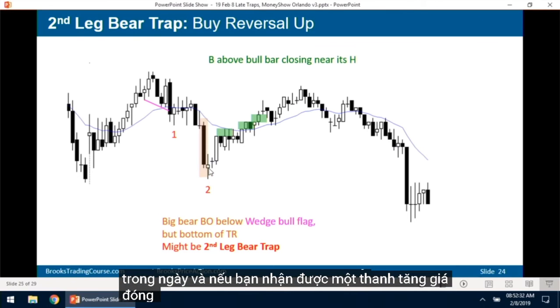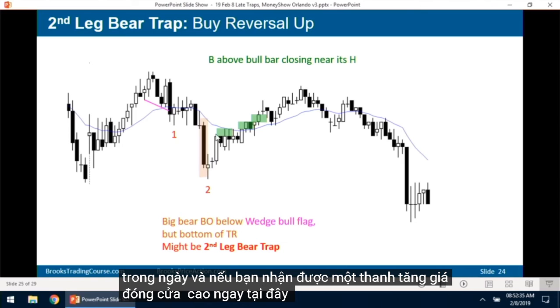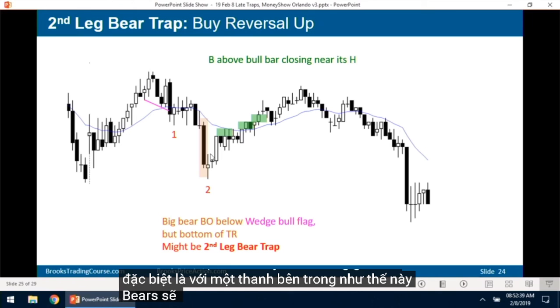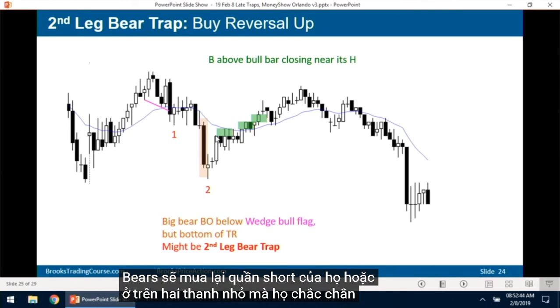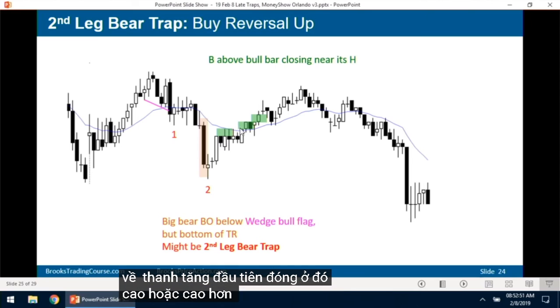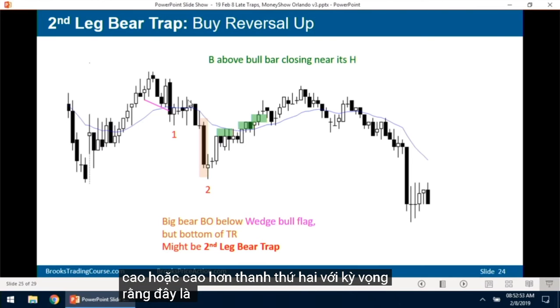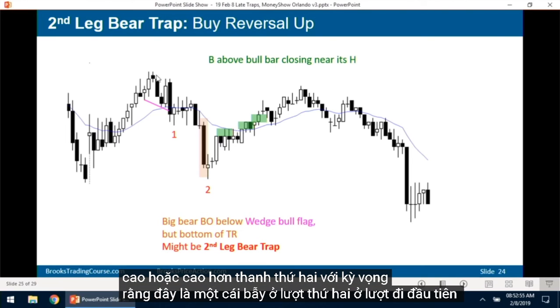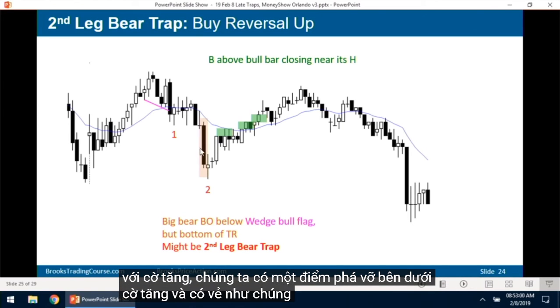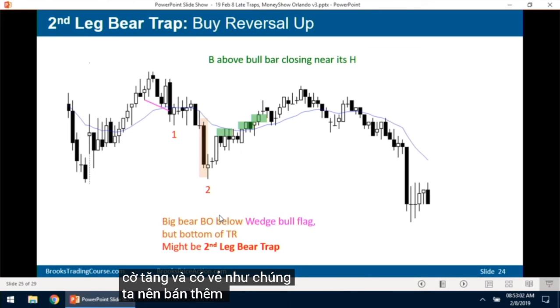If you get a bull bar closing on its high right here, bulls will buy. If you have any bull bar, especially with an inside bar like this, bears will buy back their shorts either above the two small bars. They definitely have to buy back their shorts above this, and bulls will start to buy either above the first bull bar closing near its high or above the second one, expecting that this is a second leg trap. First leg down, a bull flag. We have a break below the bull flag, and it looks like we should get additional selling, and instead we're reversing up.